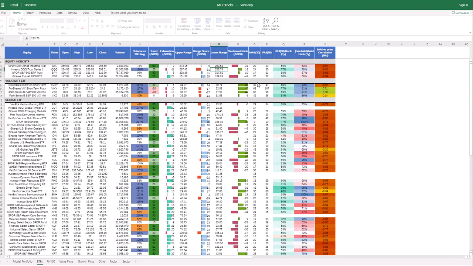Sentiment rank. This is using option flow just to analyze sentiment. It's very basic and it's just normalized. Again, I'm not trying to reinvent the wheel. I'm just trying to get data in one place so you can analyze it and then make good decisions.